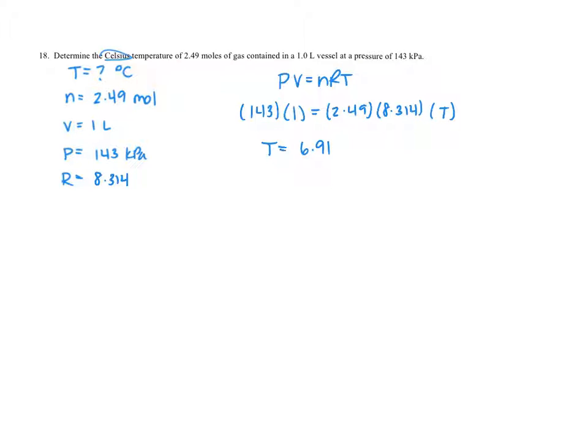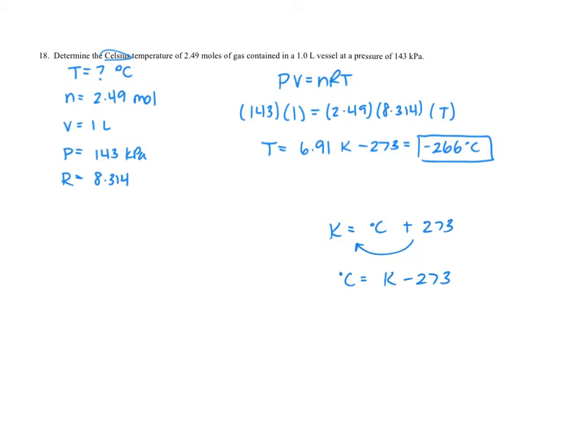Now remember, that is in Kelvin right now. The problem asks for the temperature in Celsius, so I'm going to subtract 273, and I get negative 266 degrees Celsius. The reason why you subtract is this. If you remember, to get Kelvin, you add 273 to the Celsius temperature. So now if you want to get Celsius, you would just move this to the side. So to get degrees Celsius, you do Kelvin minus 273.